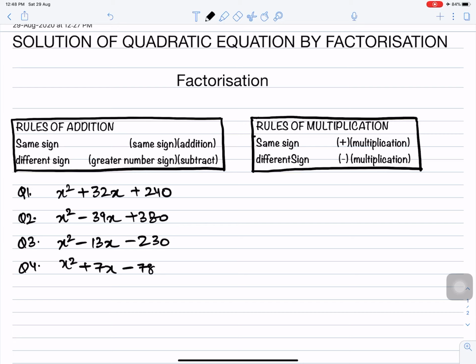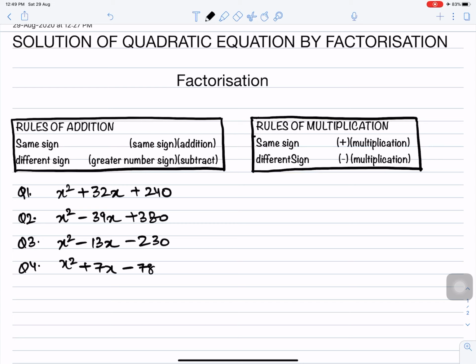Today I will explain how to find the solution of a quadratic equation by the factorization method. This is the class 10th topic, chapter 4. Before understanding the solution of quadratic equations, first we will understand what the factorization method is.